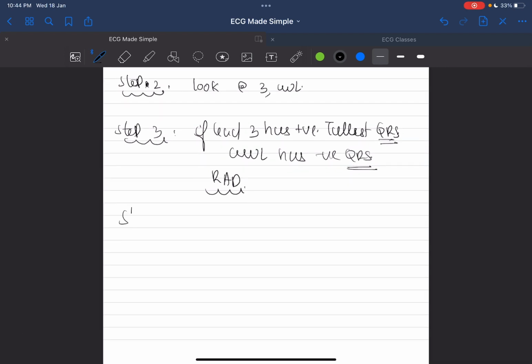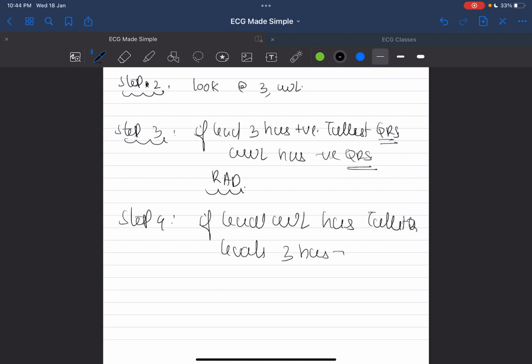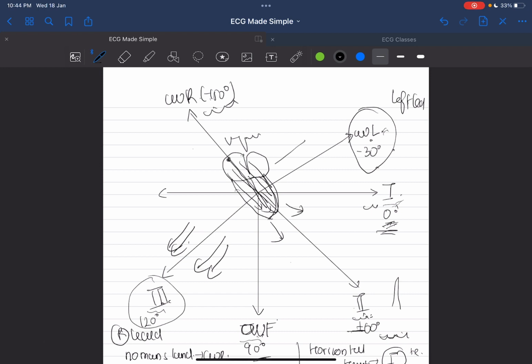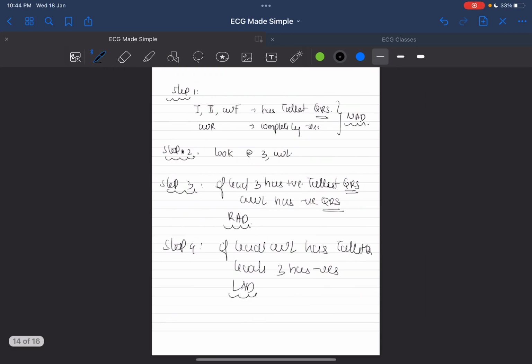Then step 4 is the opposite. If lead AVL has the tallest QRS and lead 3 is negative, then you have to think in terms of left axis deviation. Why? If the wave is traveling towards this side, in the direction of AVL, AVL will be positive and lead 3, in the opposite direction, will be negative. And this is left axis deviation. This area is the right axis deviation, and this area is the left axis deviation. I will come back to it separately.